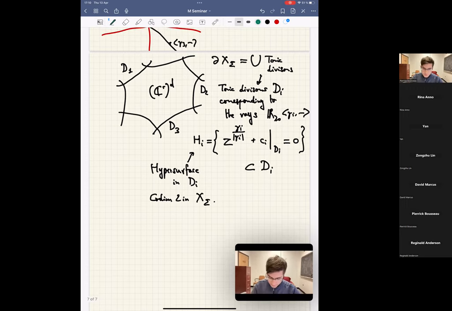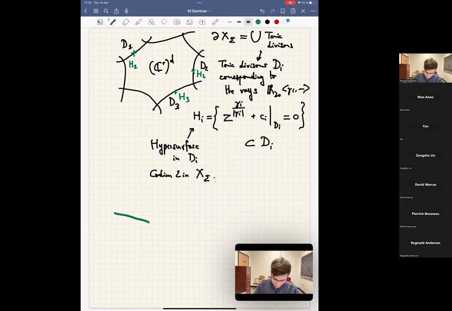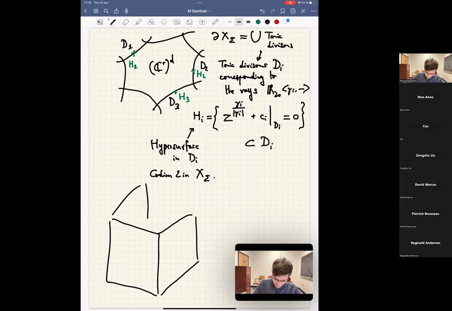So for example, here on this two-dimensional picture, the Di are just curves and the Hi would just be points. So here we'll have maybe H1, H2, H3. And if I draw some more interesting picture, maybe some kind of three-dimensional picture, in dimension three my divisors will be various surfaces. And then the Hi will be various curves contained in these surfaces. So maybe there will be some H1 here, some H2 here, maybe some H3 here.